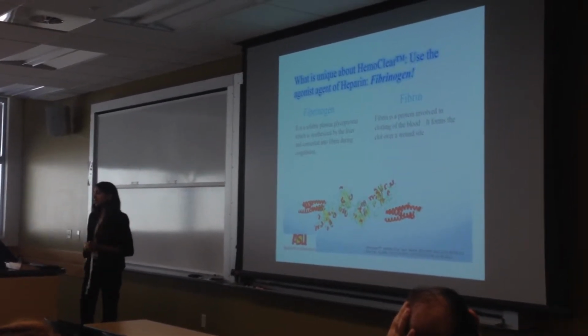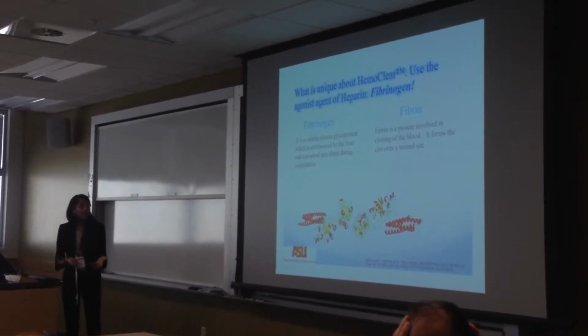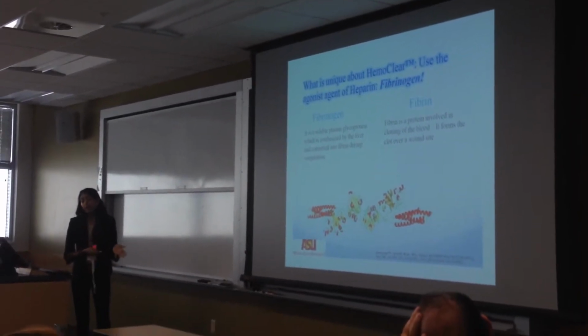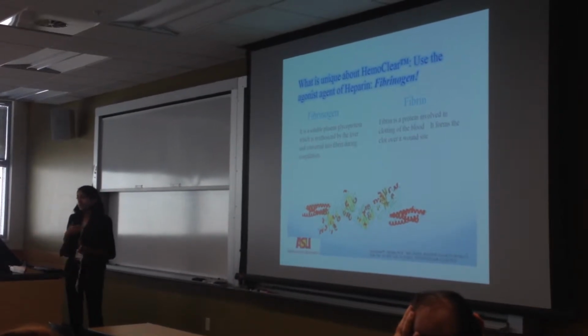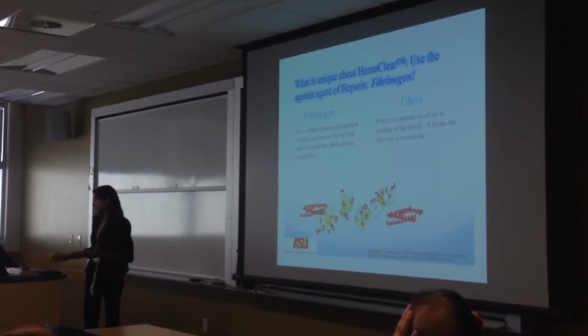And so basically, fibrinogen in its inactive form, we found through our research, actually evacuates blood from the surface of the lens.